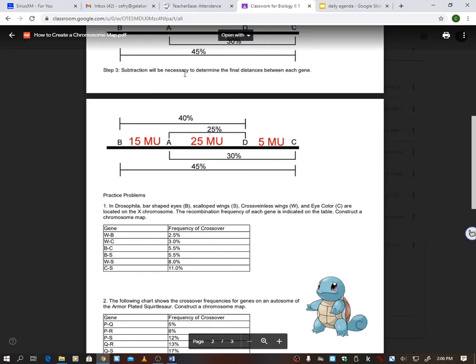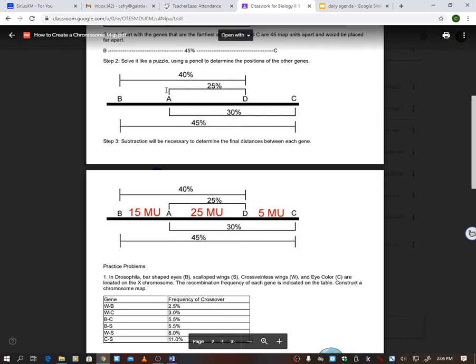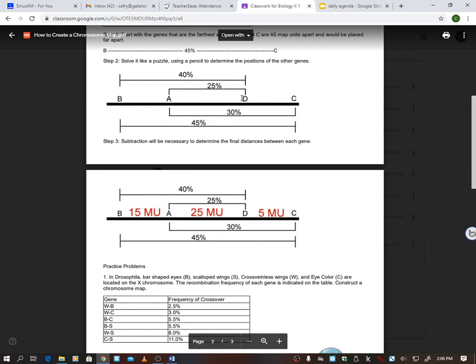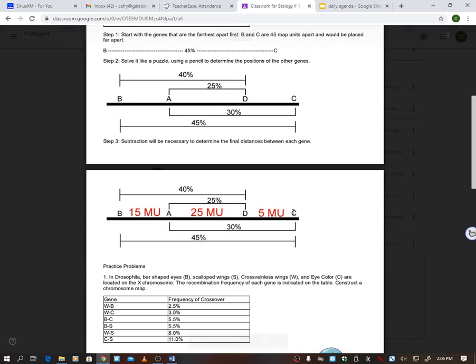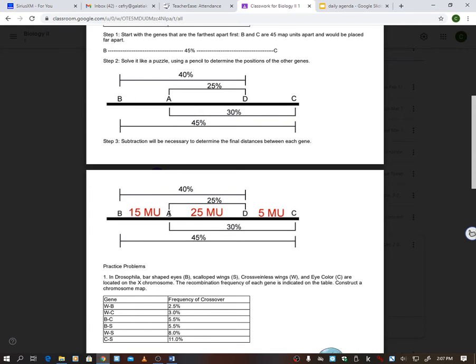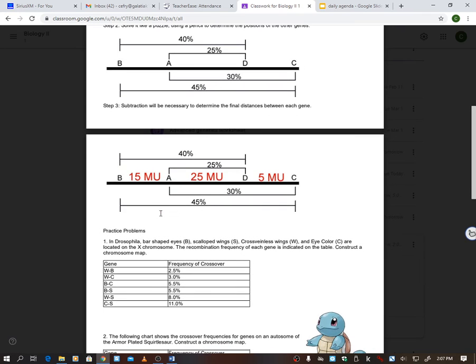So step 3 is subtraction will be necessary to determine the final distances between each gene. So here's the thing, I know that from B to A to D, and D to C have to be 45, right? So I know A to D is 25, and I know A to C is 30. So this has to be 5. From D to C has to be 5, and that's what they have put right here. Now, I know that from D to B is 40, but I also know from D to A is 25, so I know that A to B has to be 15 MU or map units. All right, so that's what they're doing here. So remember, anytime they give you a percentage, it means the same thing as map units.